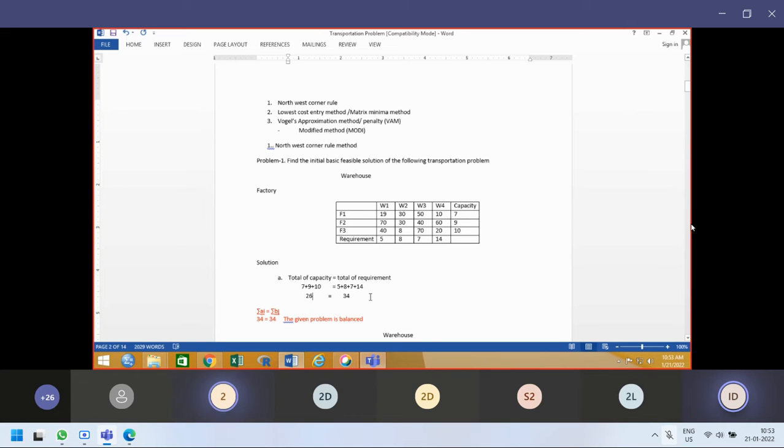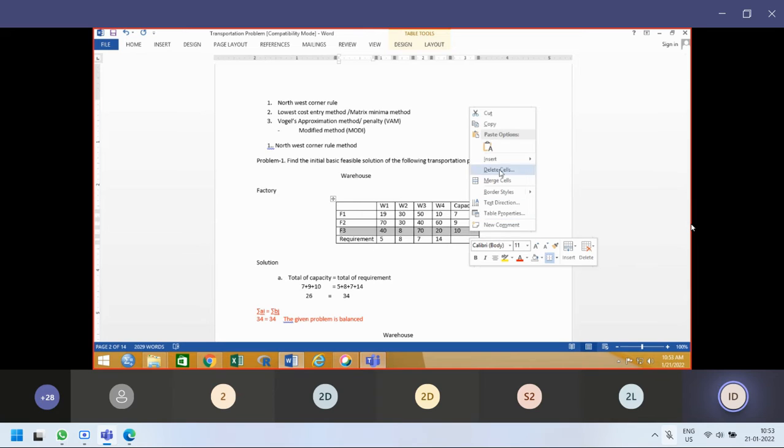Now how do you convert it? What is less? Capacity is less. So we have to add capacity here. What is to be added here? How to make it balanced? A row should be added. So here we have to insert the row.